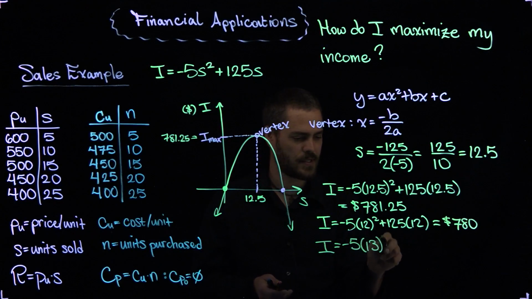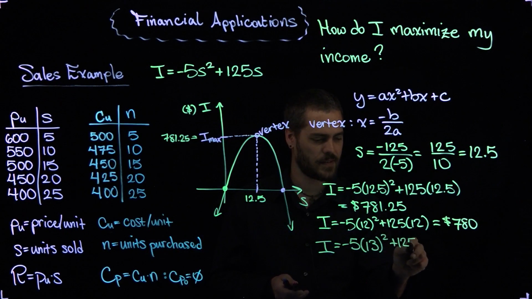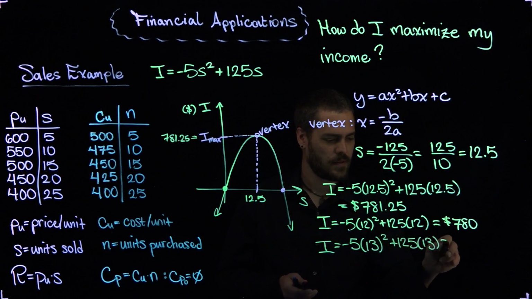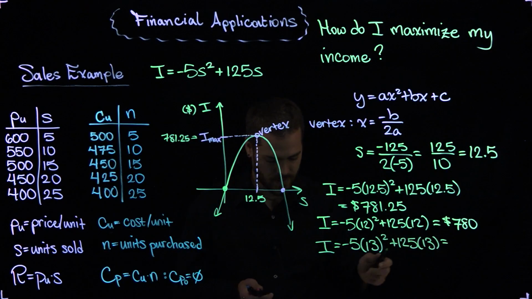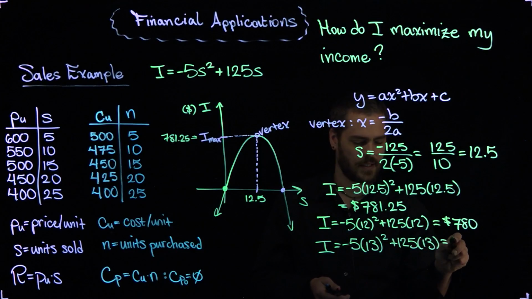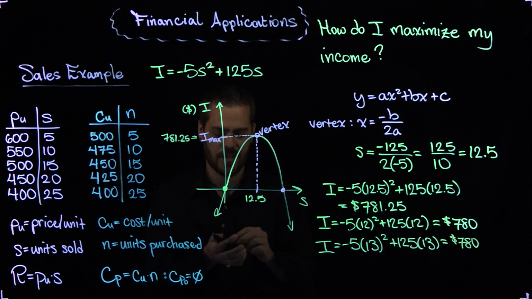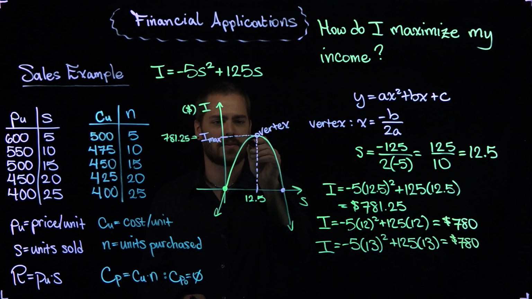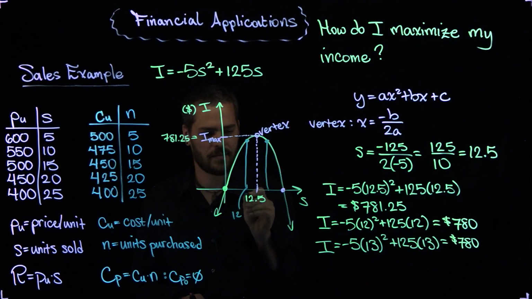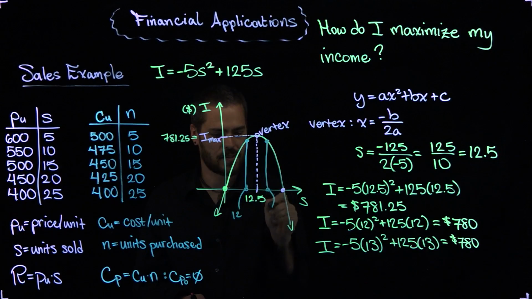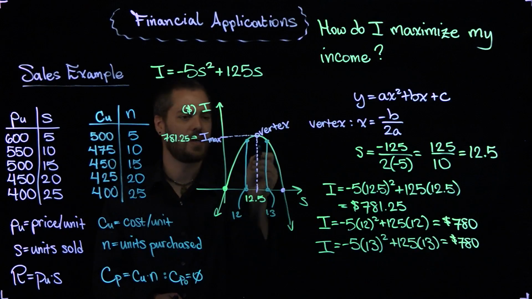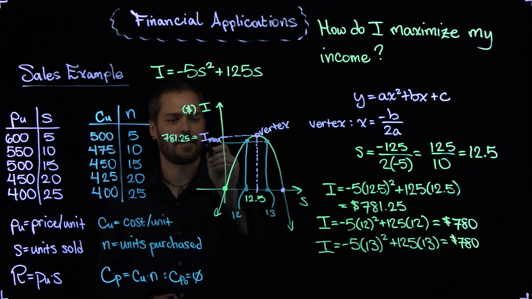If I use 13, let's check that one. Negative 5 times 13 squared plus 125 times 13. That is also, interestingly enough, 780. So it's kind of symmetric right around these two. If I only get 12, or if I get 13, so we'll say that this one is 12, this one is 13 exactly, and either way, I end up with 780. And I think that's the best I could do.